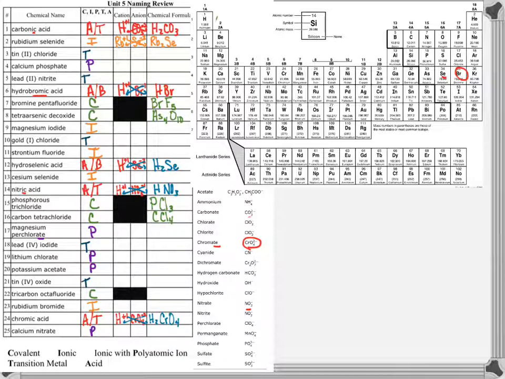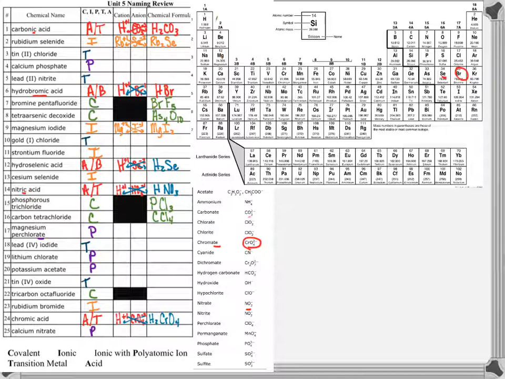My next ionic compound, I have magnesium, Mg. Magnesium is found in group 2, so it has an oxidation number of +2. Iodine has a charge of -1. I'm going to crisscross, so it's Mg, I2.